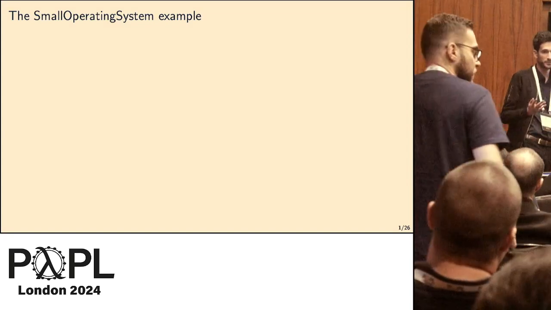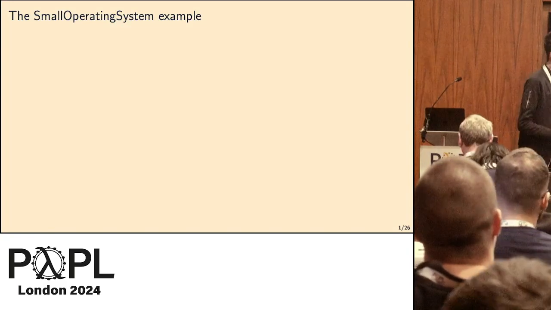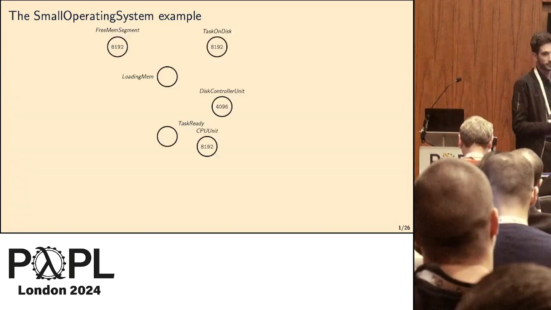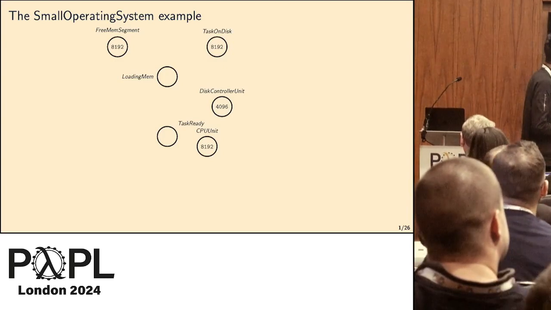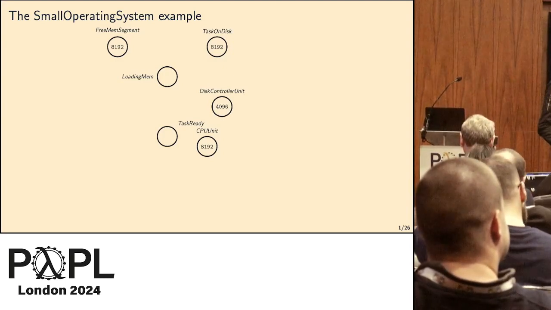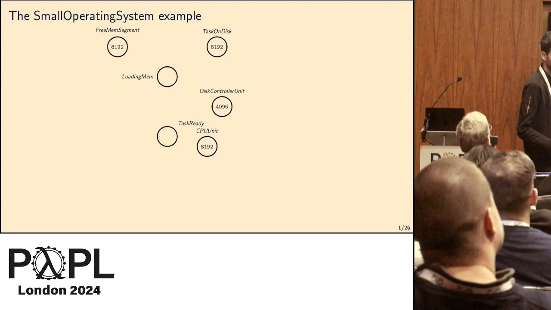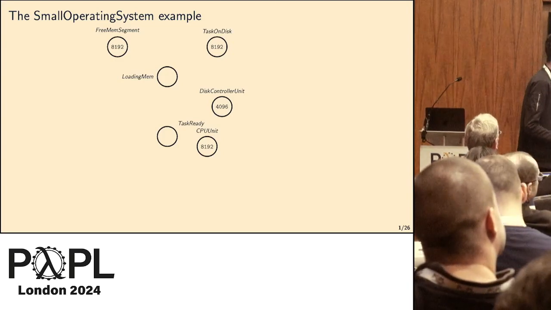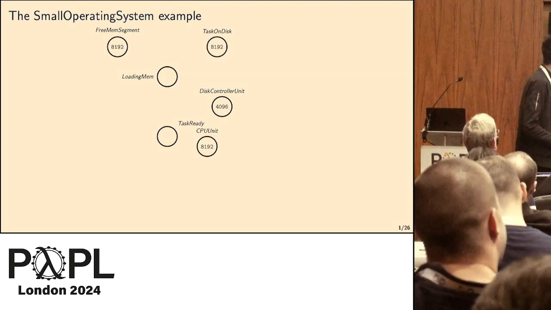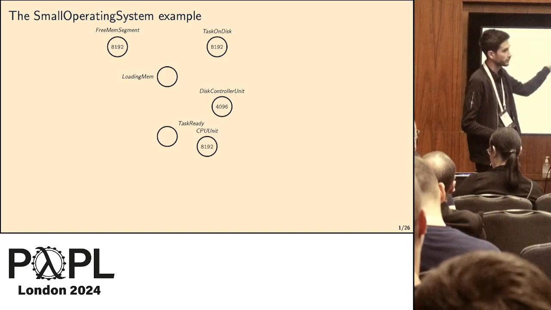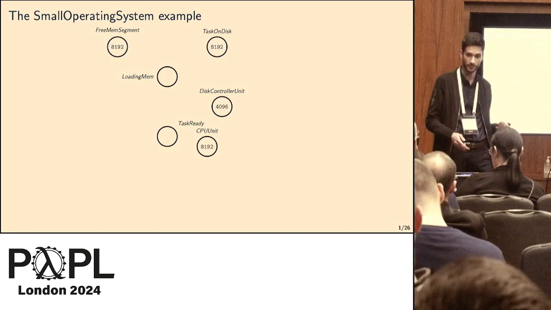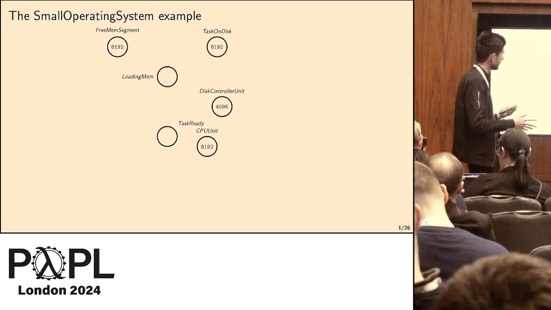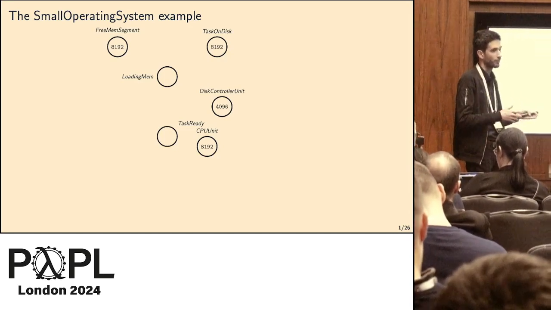A Petri net is a mathematical modeling language for concurrent systems. Basically, a net is composed of places that can represent some shared resources. For instance, here we have some tasks on disk to execute and some free memory segments. It's a net that models a small operating system. The places can contain tokens that represent which state the system is in. And in Petri net theory, we call a state a marking.